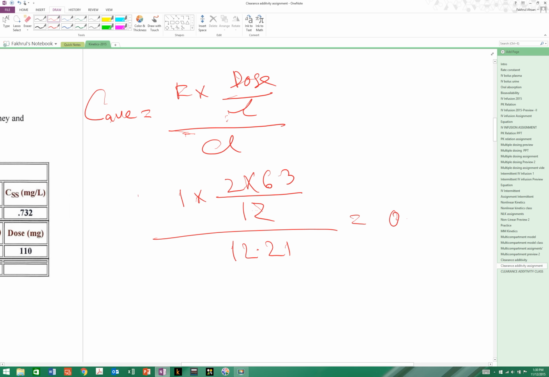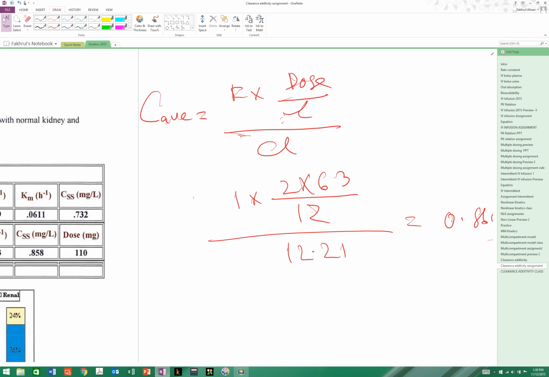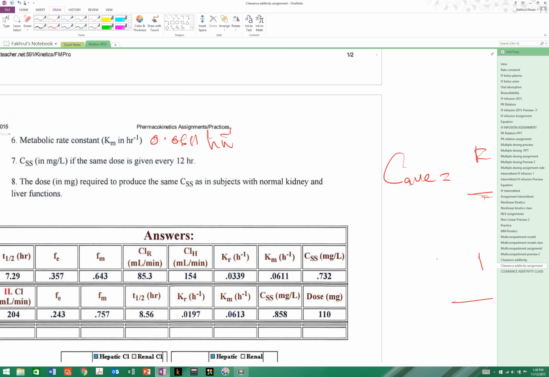So it is going to be 0.8600. You see here I am not touching, but it starts writing milligram per liter. So this would be your C average. Your C average is 0.8600 milligram per liter.